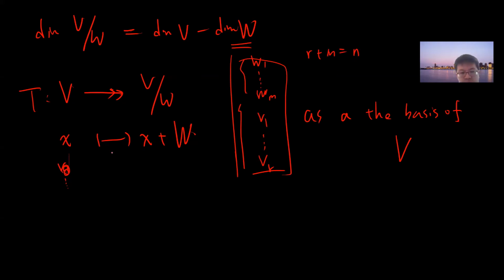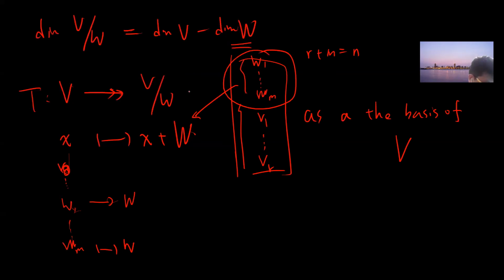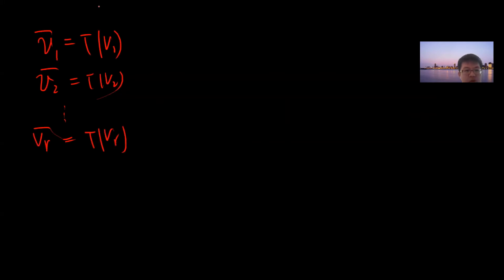Okay, and you ask about what the map does. For W1 you map to W, because W1 plus W is W, and up to Wm, so all of these map trivially into W. How about this? Let's define V1 bar as TV1, and V2 bar as TV2, up to Vr bar as TVr. So V1 bar is just V1 plus W, V2 bar is V2 plus W, and so on up to Vr plus W.